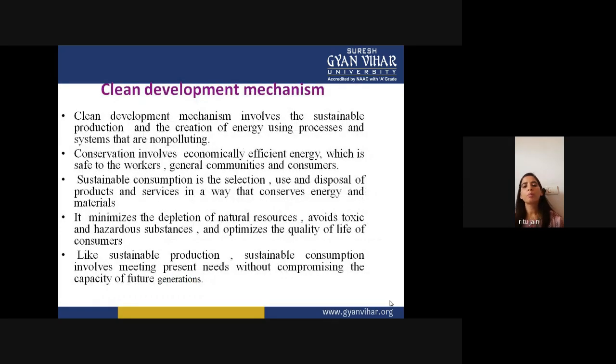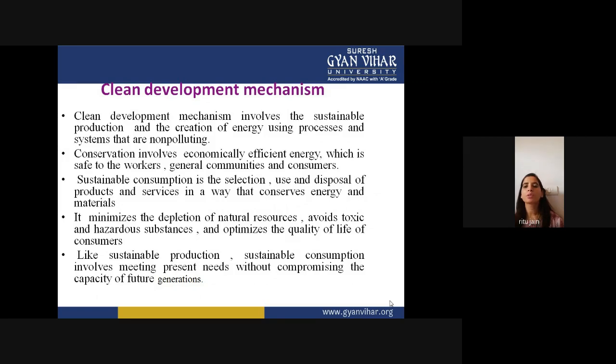So there are some points by which we can use these renewable energy sources, and we can maintain our sustainable energy development in our country. So clean development mechanism involves the sustainable production and creation of energy using processes and systems that are non-polluting. And conservation involves economically efficient energy, which is safe to the workers, general communities, and consumers.